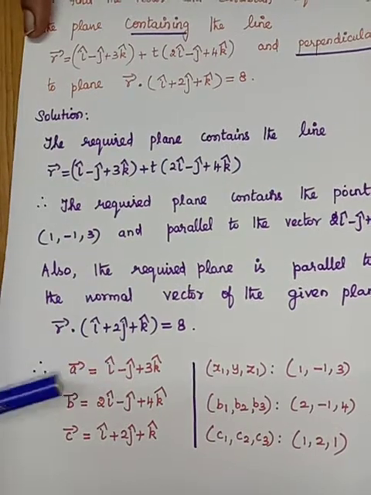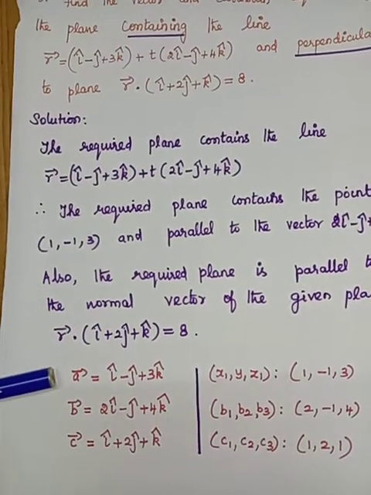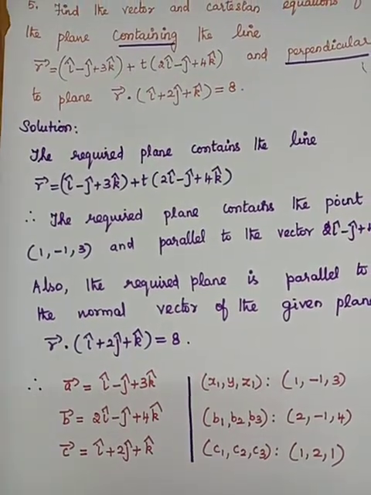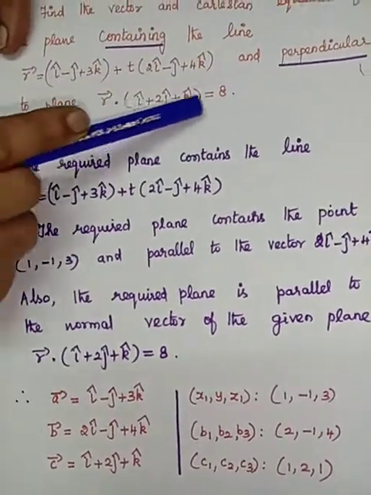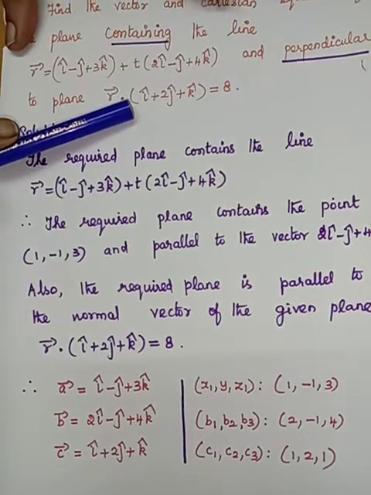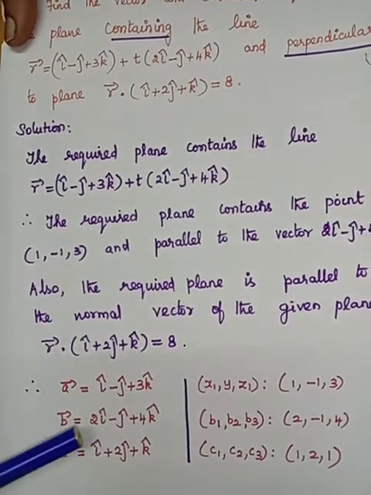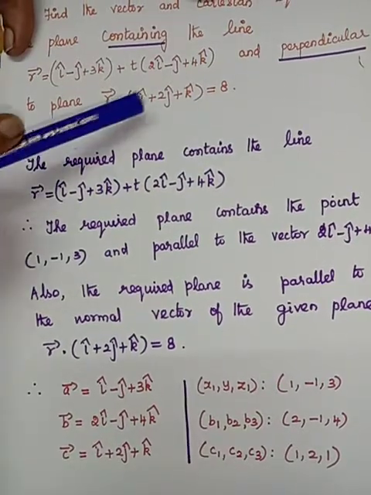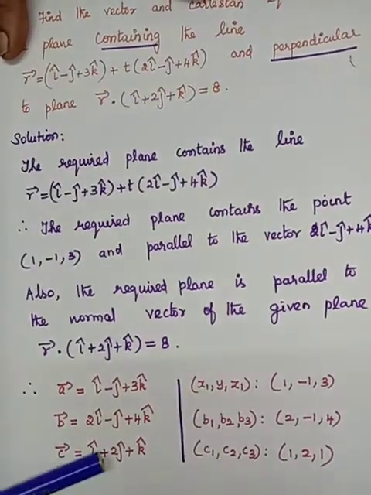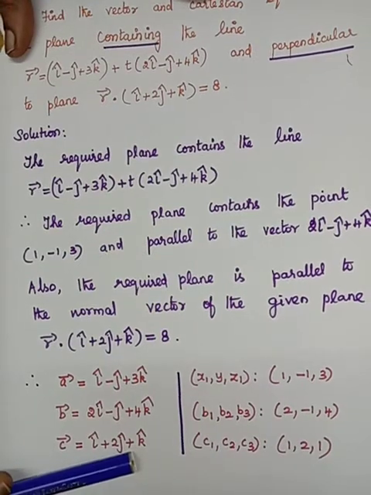That is the position vector of the passing point of the required plane. And two parallel vectors: one vector is taken from the line, another vector is taken from the perpendicular plane. So B vector is equal to 2i cap minus j cap plus 4k cap, and C vector is equal to i cap plus 2j cap plus k cap.